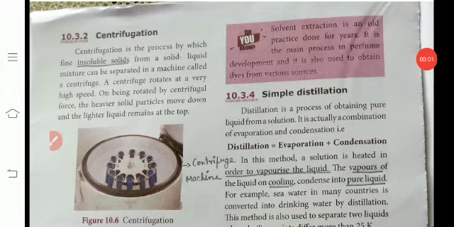Good morning, children. We discussed the types of mixtures: heterogeneous mixtures and homogeneous mixtures. How to separate the mixtures? We followed some methods: sublimation, centrifugation, solvent extraction, distillation, fractional distillation, and chromatography.